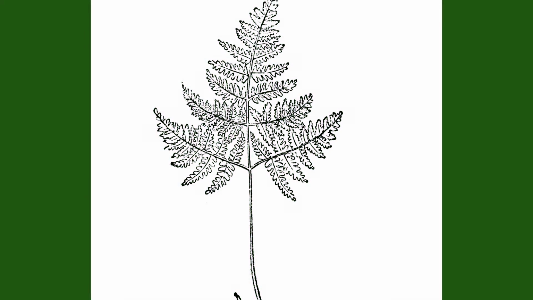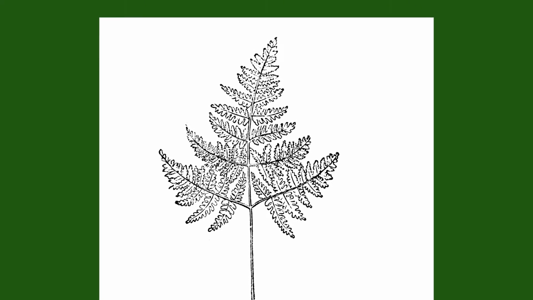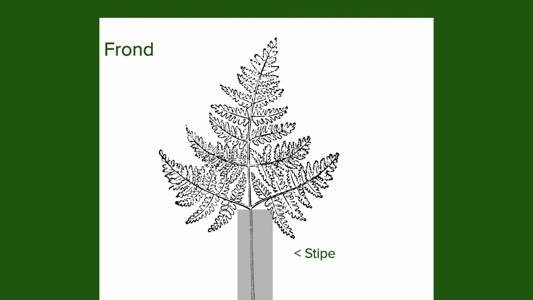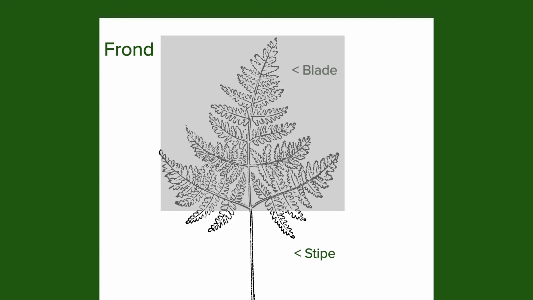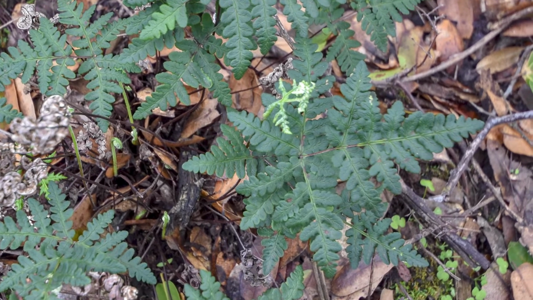If you become a ferniac, that means someone crazy about ferns, you'll learn the different parts of a fern. The leafy part, from the ground to the tip of the leaf, is called the frond. The leafless part, it's referred to as a stipe, and then where the leaves begin, that's the blade. You can differentiate species by looking at the stipe.